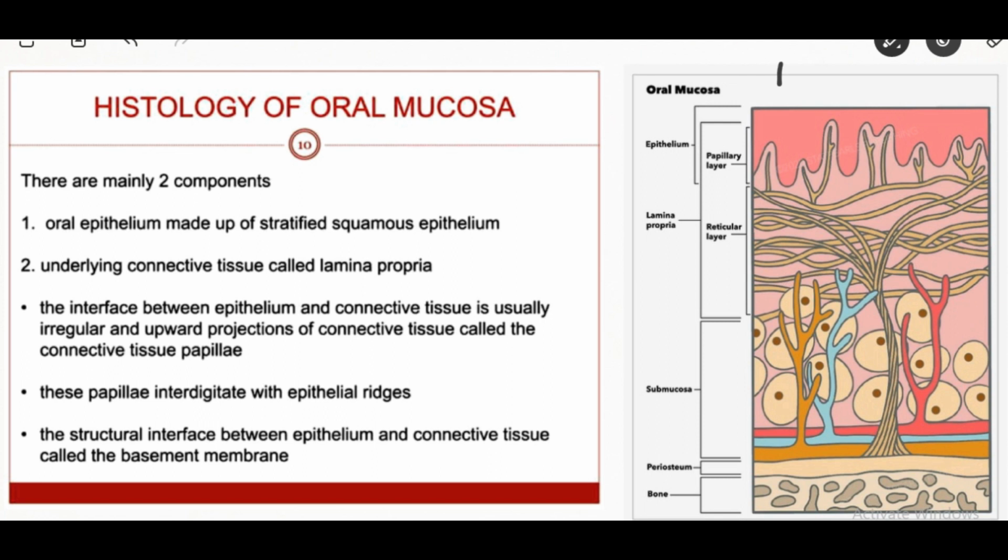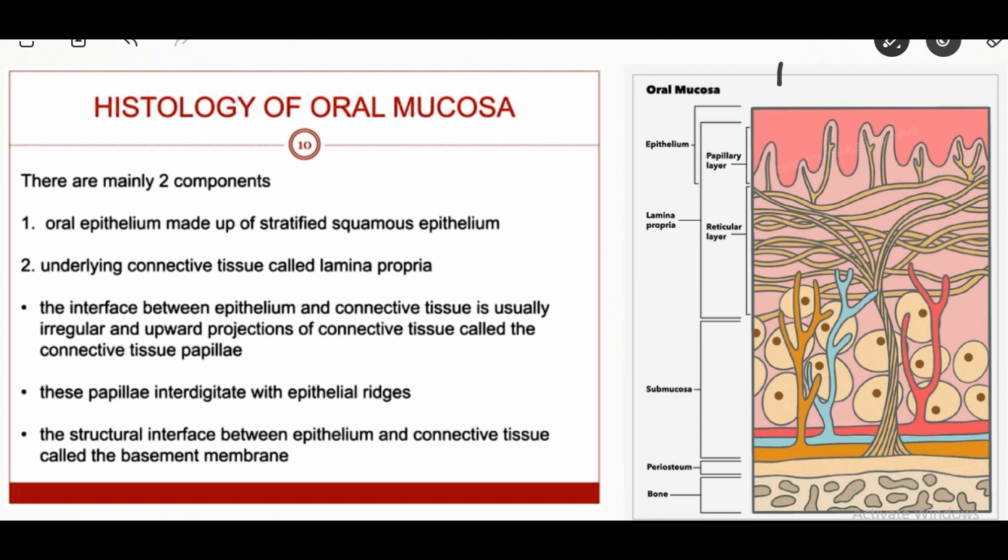Underlying it there is connective tissue that is known as lamina propria. The interface between the epithelium and connective tissue is irregular, with upward projections of the connective tissue that are the connective tissue papillae. The structure at the interface between the epithelium and connective tissue is the basement membrane.